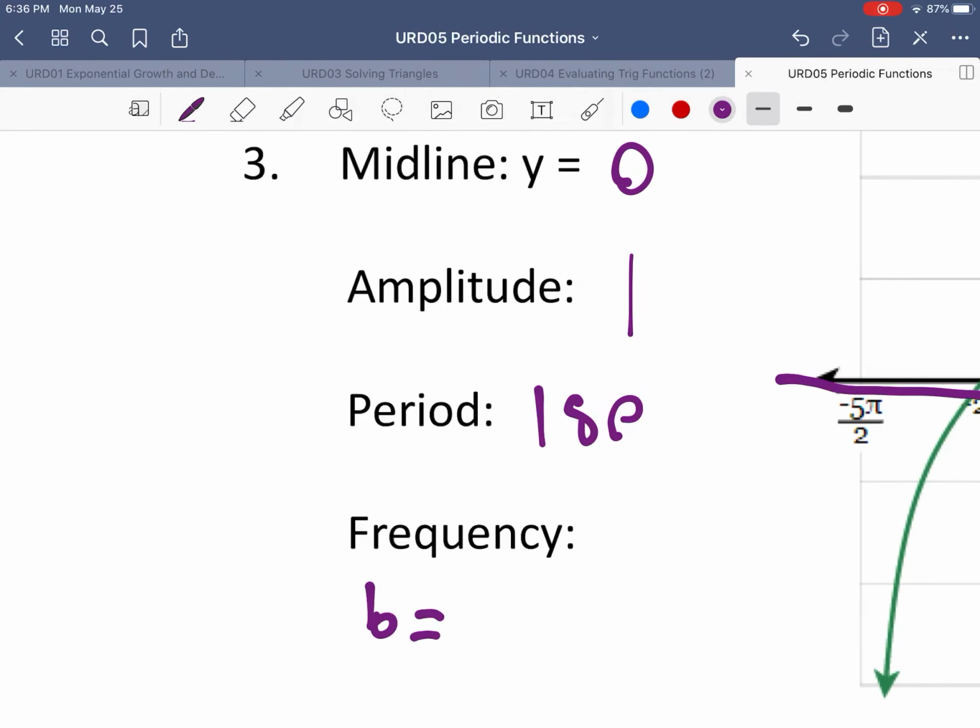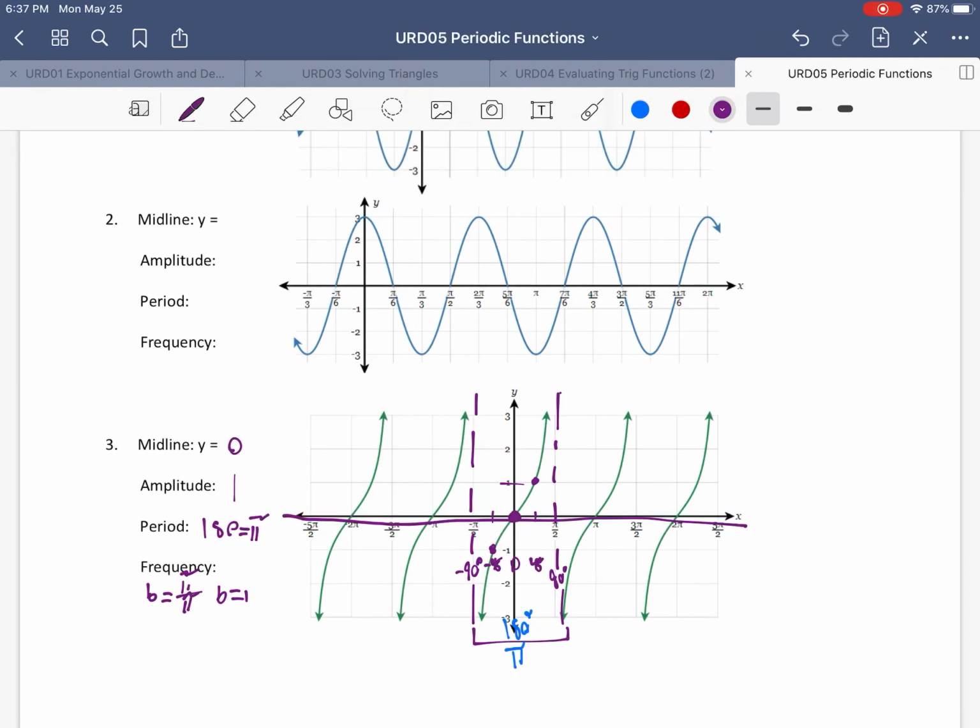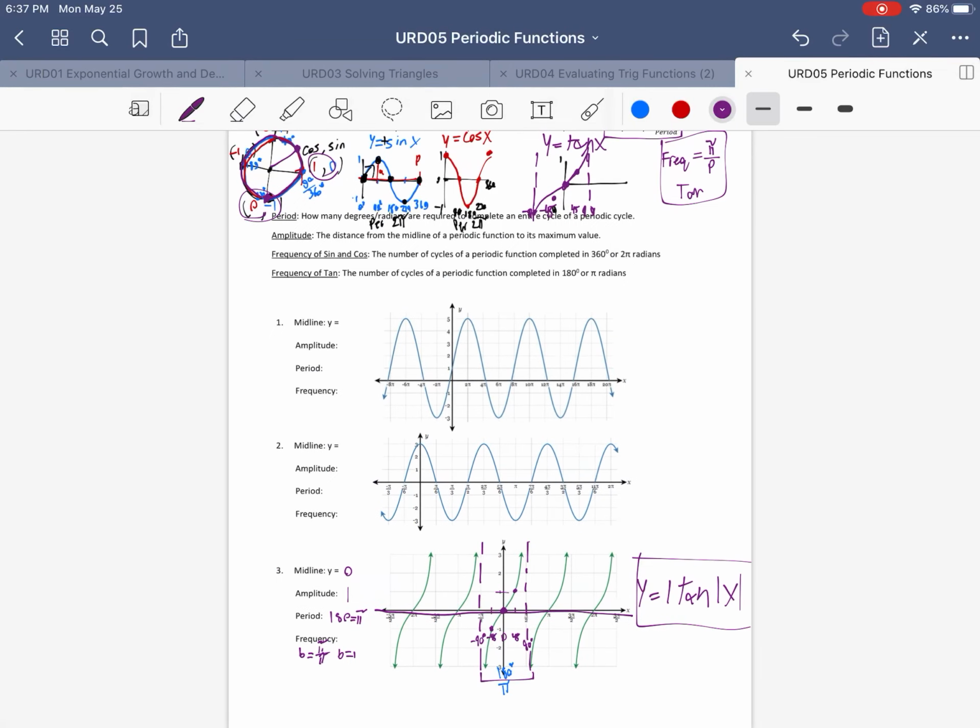So to find the frequency, we're going to do b equals pi divided by the period, which is 180 degrees, which is equal to pi radians, so pi divided by pi, so b equals 1. So this equation is y equals 1 tangent of 1x. So that is this graph.